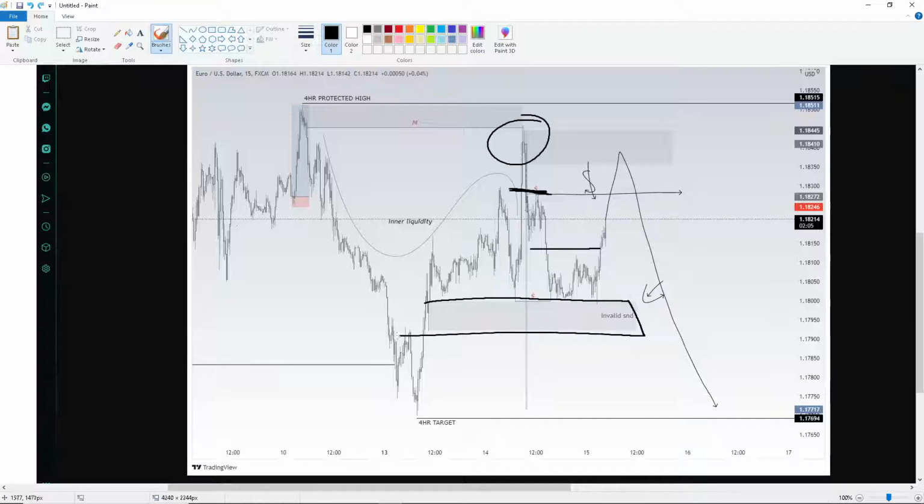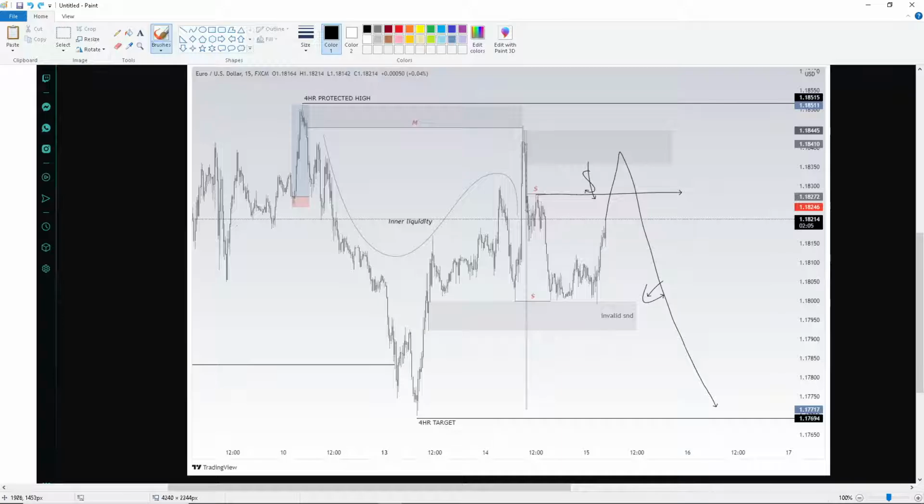It's perfectly fine to have a buy from here with the stop loss here, but you have to know what to target. If you are to target these, then you're completely wrong. If you are here to target these, then you're just wrong. And if you are to target these, then you're completely fine.